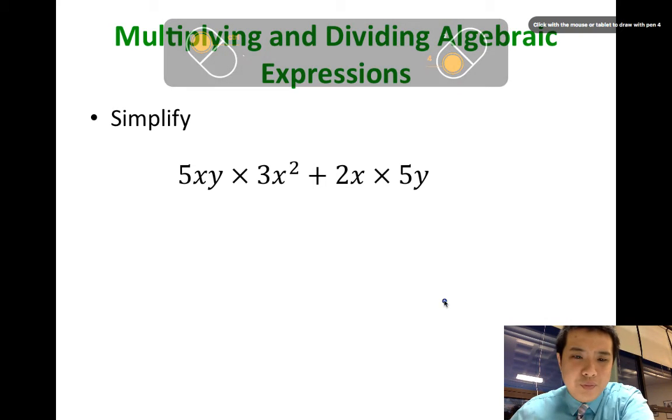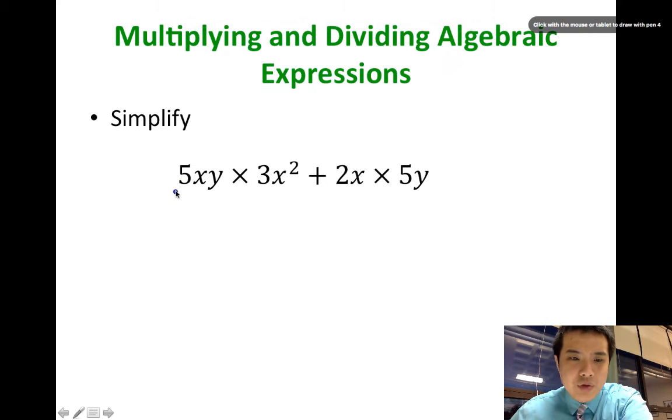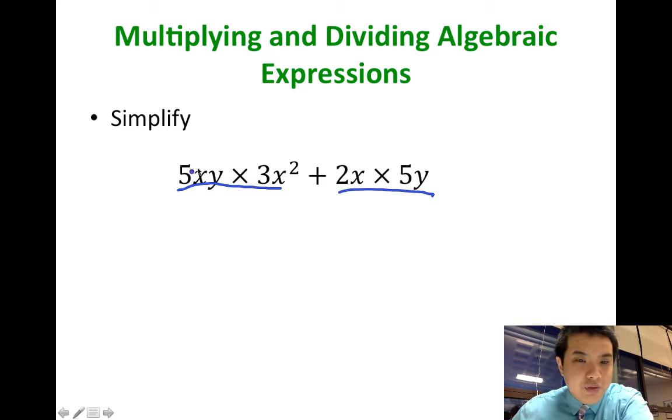This one over here. Again, we have two terms, one right here and another one right here. Here we take the number parts, 5 and 3, to get 15. And then we take the variable parts. This has an x, this has two x's. That means we have x to the third power. Here we have a y. There's no y's on this side, so we just have a single y.